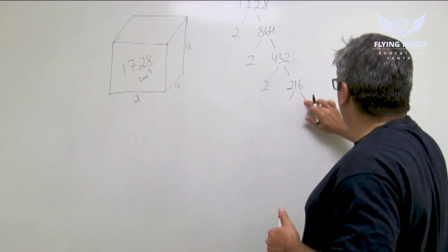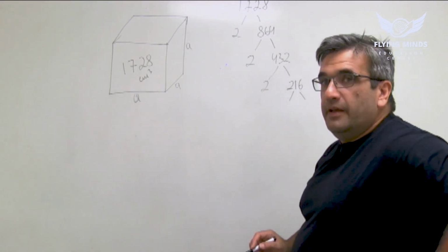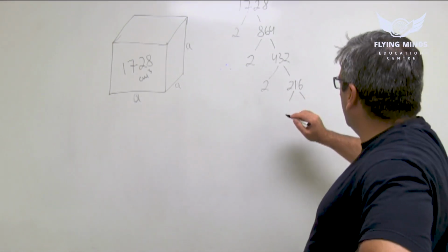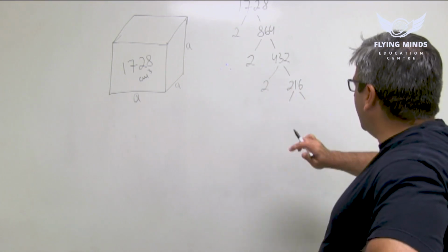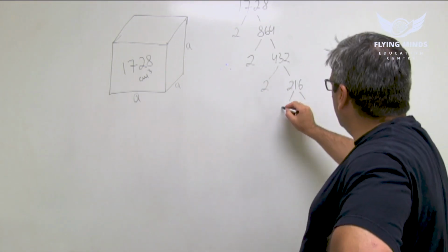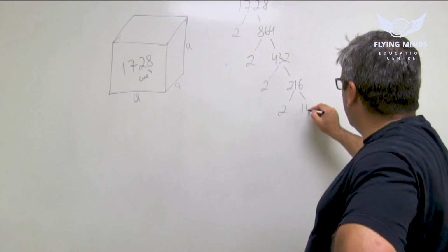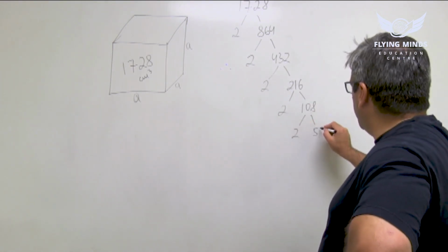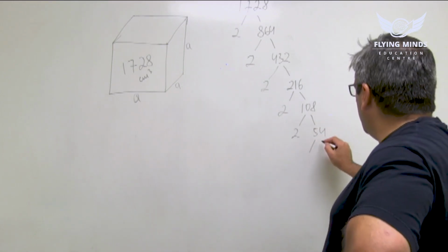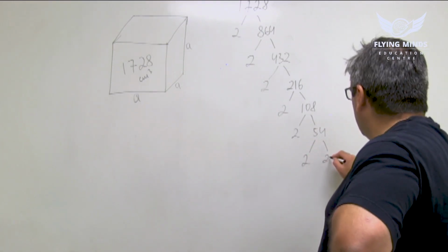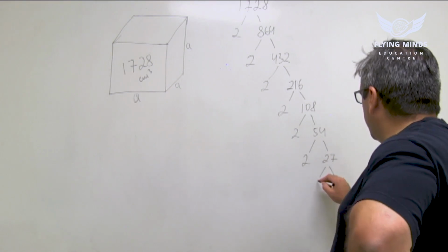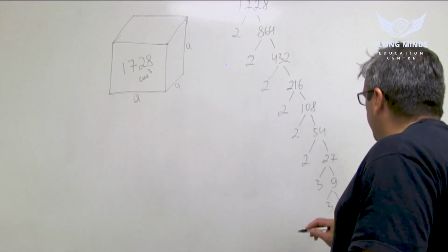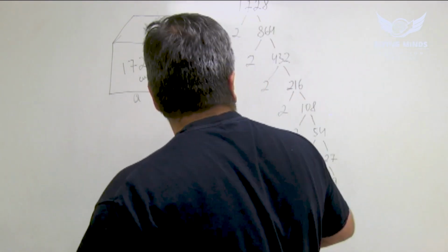Sorry, my mental math skills need to work on them. Okay, so it's 2 and 216. Then by 2, it will be 108. Then by 2, it will be 54. Then by 2, it will be 2 and 27. 27 is 3 by 9, and 9 is 3 by 3. Here we go. Now it's better.